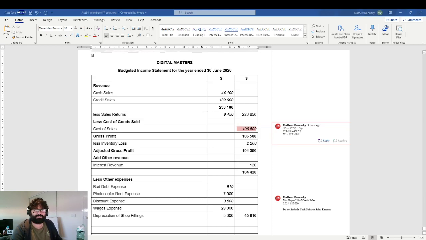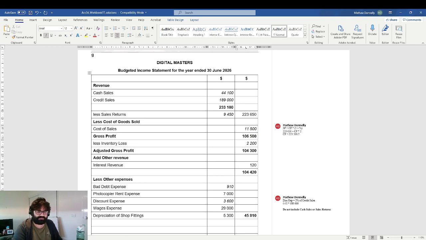223,650. Divide by 2. 111,825. There we go. Got that nice and simple, and that's because the cost of sales still stays the same. Alright, then we go into here, we see that still stays the same.